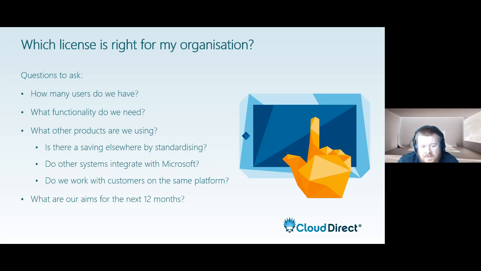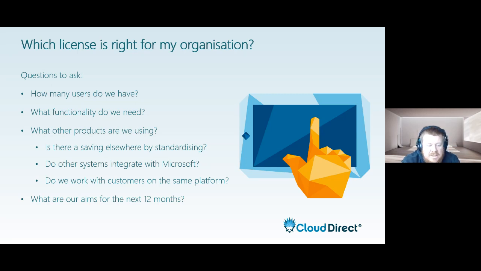We can look at, do other systems integrate with Microsoft? Some people have got line of business systems, things which operate on premise, which might be better served within the Microsoft stack. They might integrate, or they may be replaced entirely by things that we've already got in play. And similarly, do we work with customers on the same platform? So are the people that you're collaborating with also using Microsoft technologies? Would it make it a lot easier for you to start standardizing around that license, increasing usage on the Microsoft platform, so that you can collaborate better and communicate better with those partners that you're often working with?